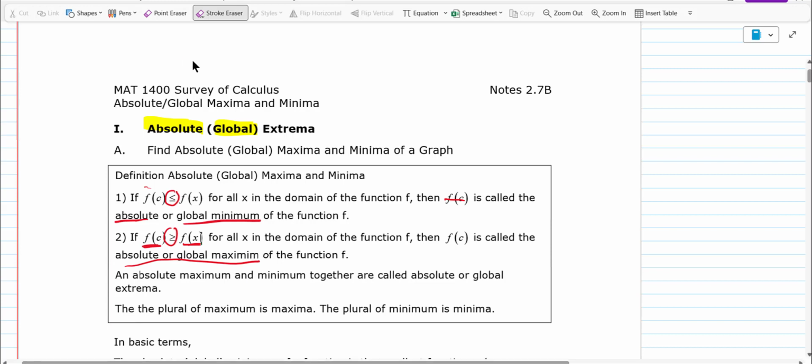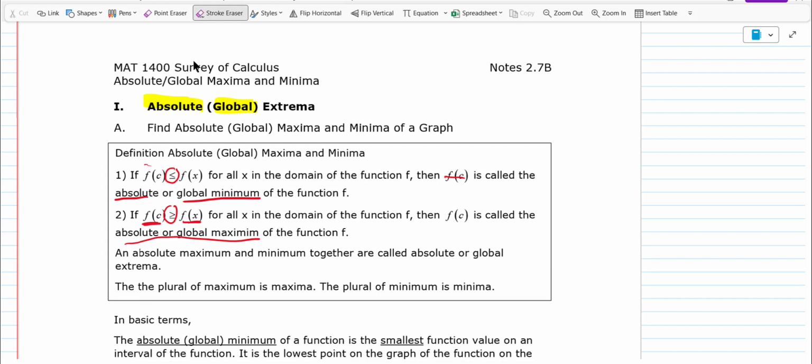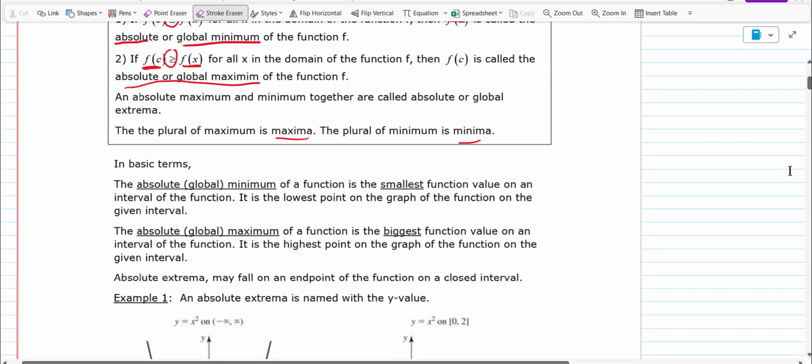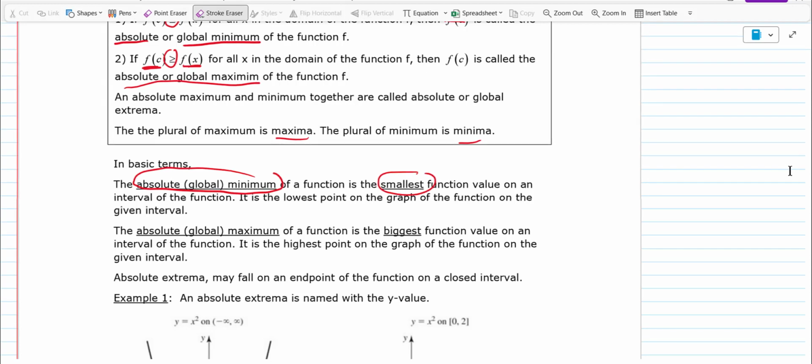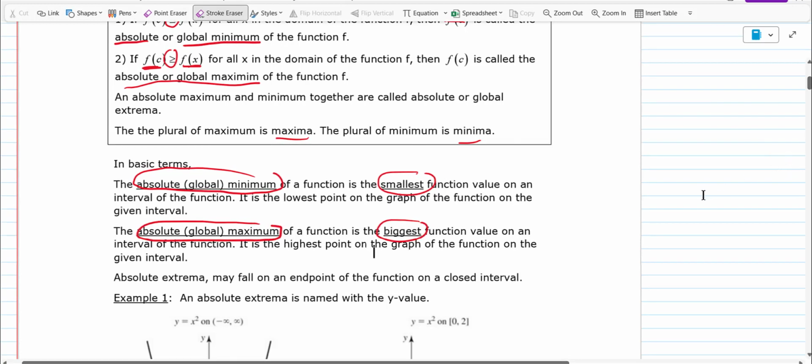Typically, if we have more than one maximum, we call it maxima and minima. That's just the English of how a plural works if you have more than one. In basic terms, without being too technical, the absolute minimum on an interval is the smallest function value that ever exists. And it could be a tie. You could have several absolute minimums or maximums if it's the same value. The absolute or global maximum will be the biggest function value that you have.